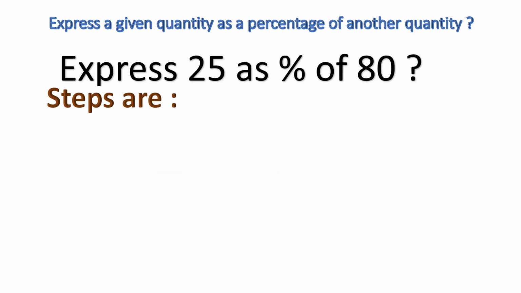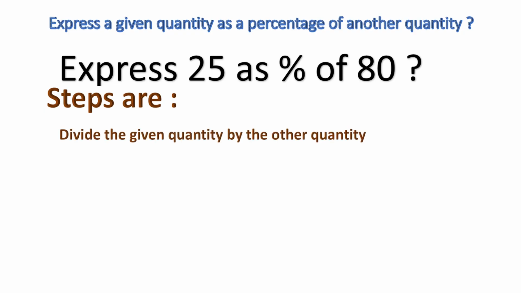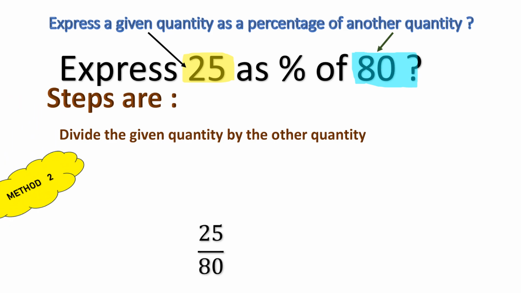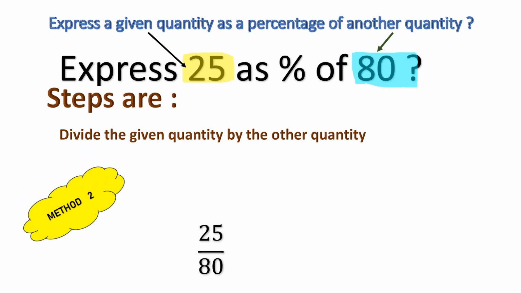Now, let us do it by another method. The steps are: divide the given quantity by the other quantity. As we know, the given quantity is 25 and the other quantity is 80. So first we will do the same thing, 25 by 80. So this is our method 2. In this method, we will divide 25 by 20 first. So we can strike 80 and 25. 5 times 16 is 80. 5 times 5 is 25.